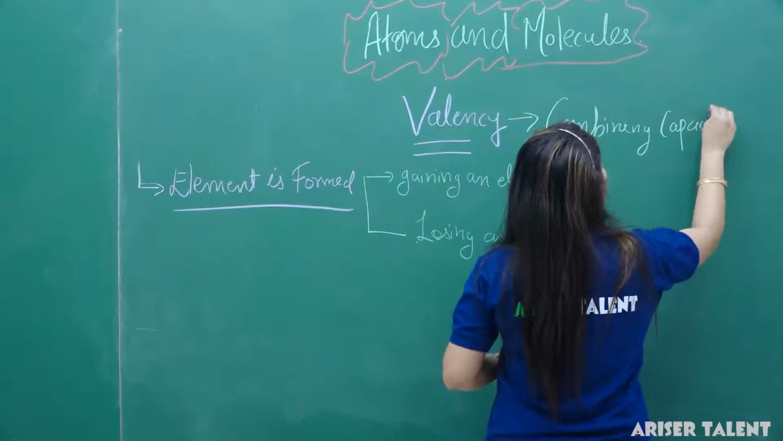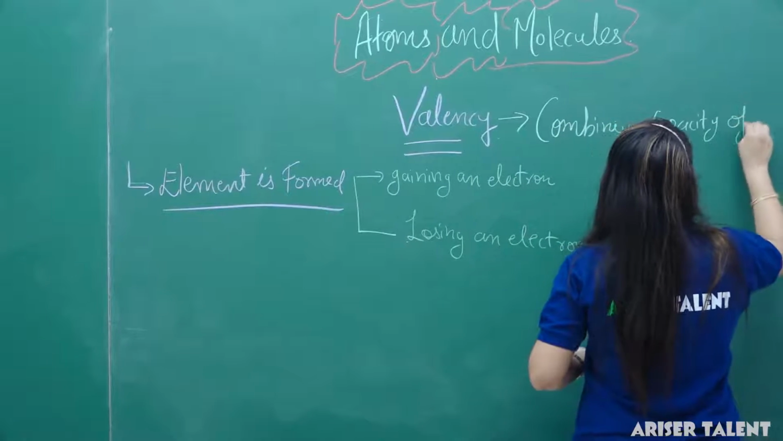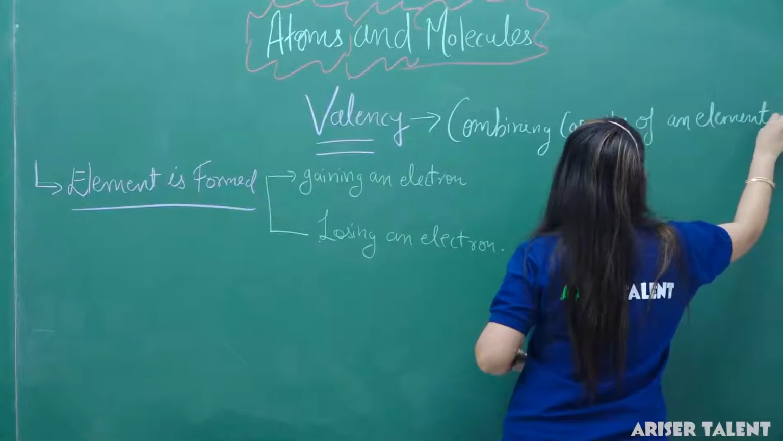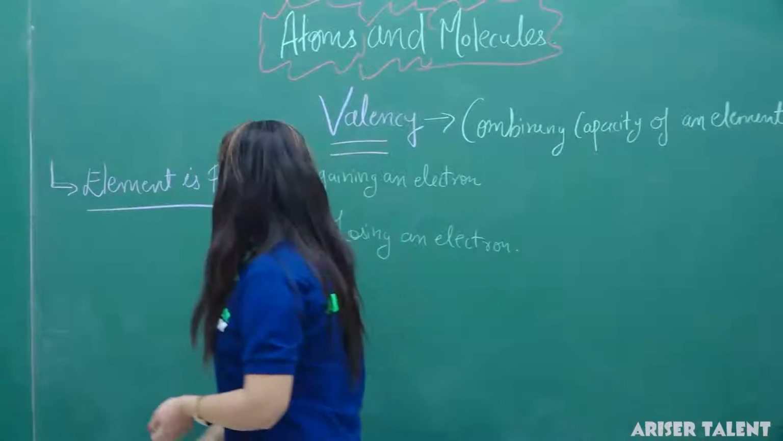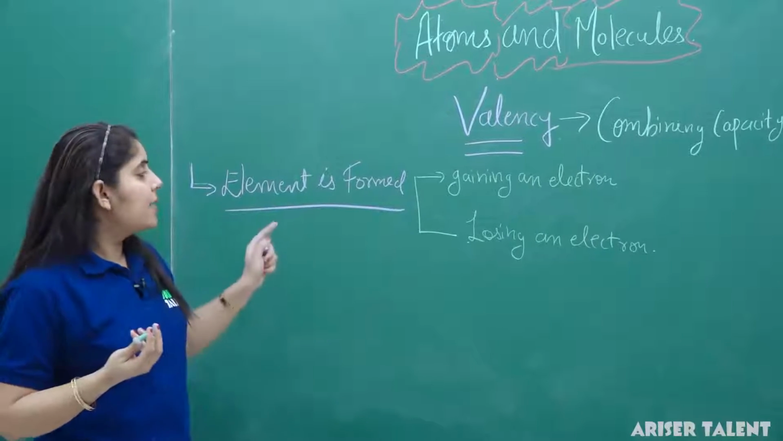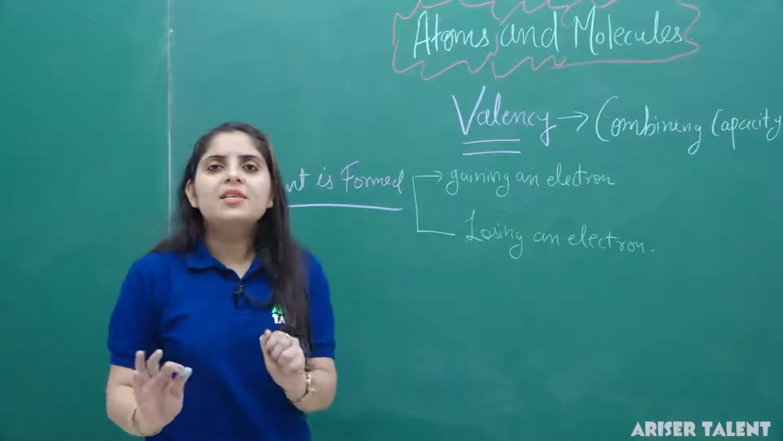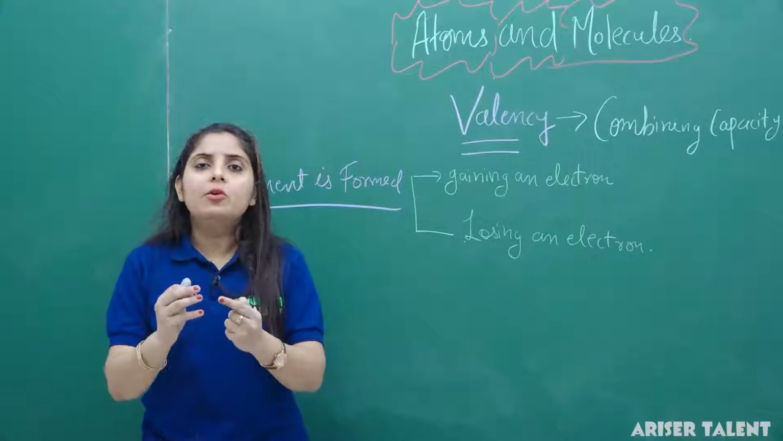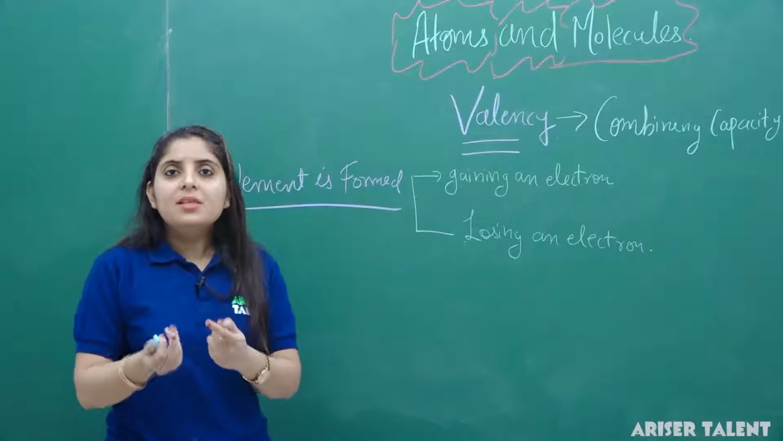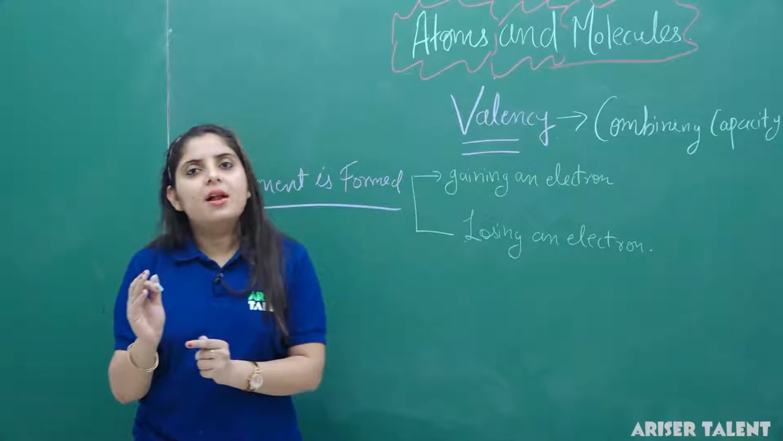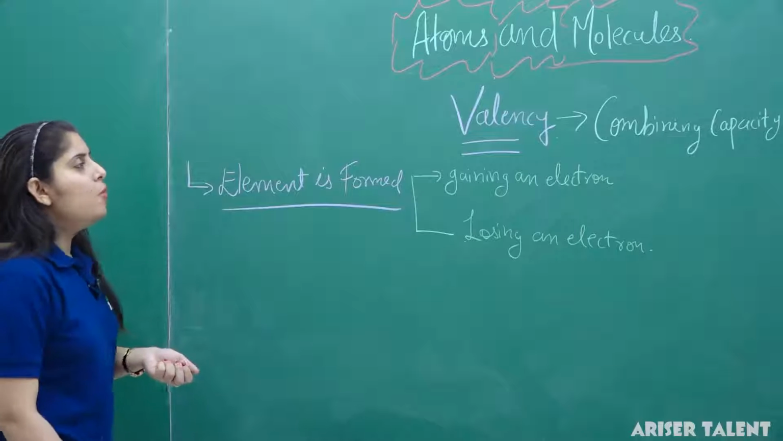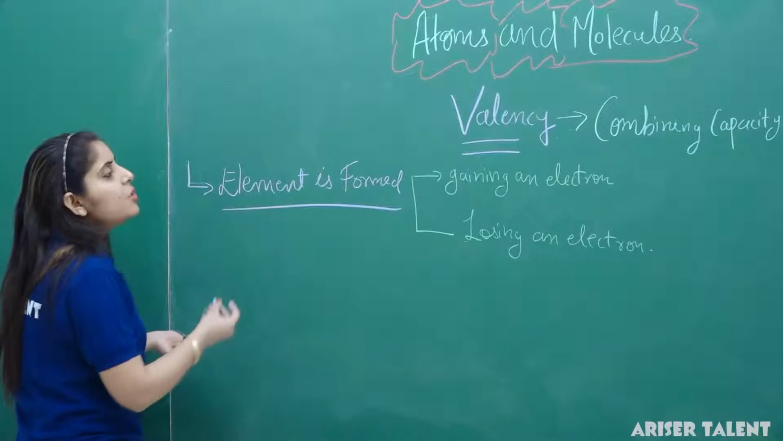Combining capacity of an element or an atom. All the atoms, all the metals have certain valency except the noble gases. Noble gases do not have to gain or lose any electron because they already have their stable electronic configuration. It means they have 8 electrons in their outermost shell. Now, we will discuss more about the valency of the different elements.